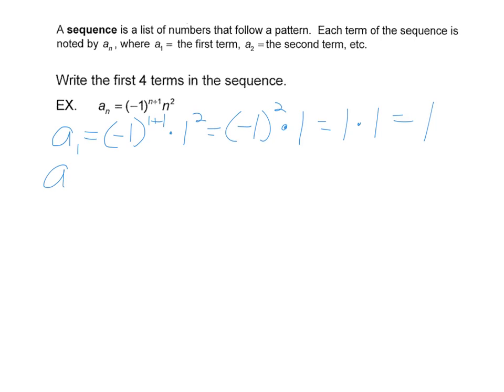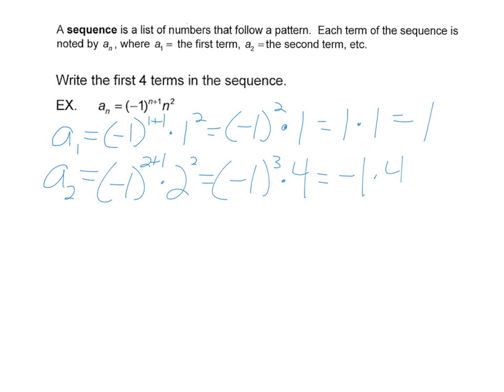Then a sub 2, second term. Everywhere we see an n, we'll put a 2. Negative 1 to the power of 2 plus 1 times 2 squared would be negative 1 cubed times 4, which would be negative 1 times 4, negative 4.